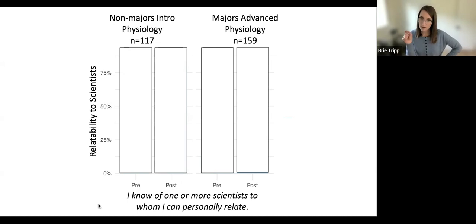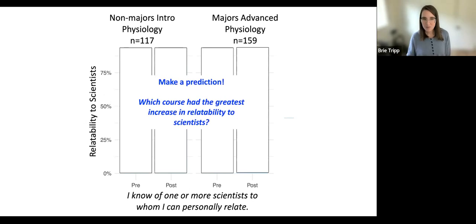One item on that survey asks, I know of one or more scientists to whom I can personally relate. They answered this question on a Likert scale, from strongly disagree to strongly agree. And then over here on the y-axis, we have the percentage of students that agreed with this particular prompt. So I want you to make a prediction. I want you to think about which course had the greatest increase in relatability to scientists. Think about it to yourself for a moment. Don't type it into the chat.